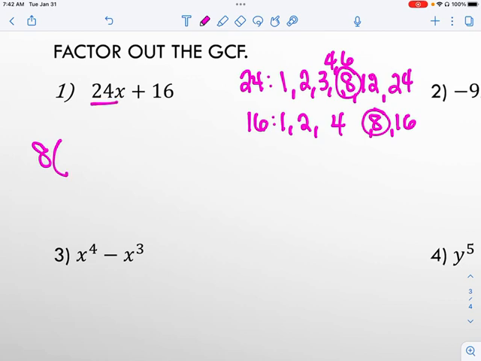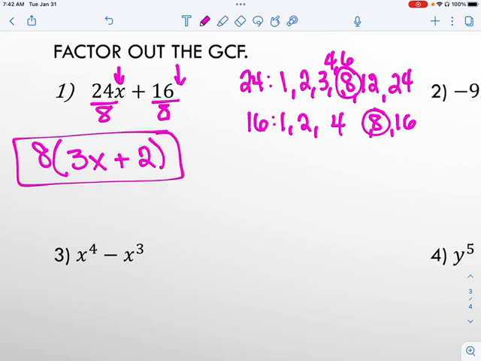Now we look at our variables. I have an x here, but I don't have any variable there. So therefore, they don't share any variables. Now I simply take my GCF and divide it into both of these. So 24x divided by 8 is 3x. 16 divided by 8 is a positive 2. And that is how we do GCF factoring.